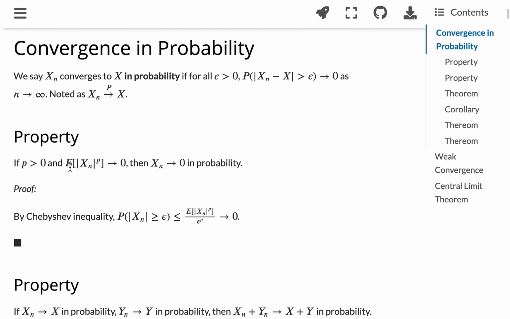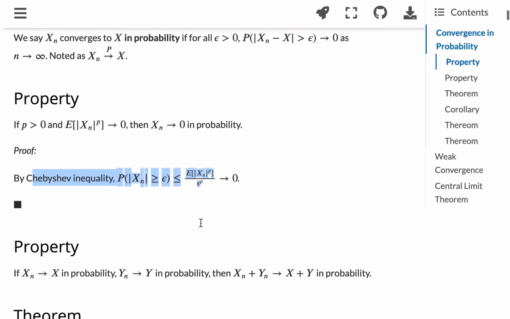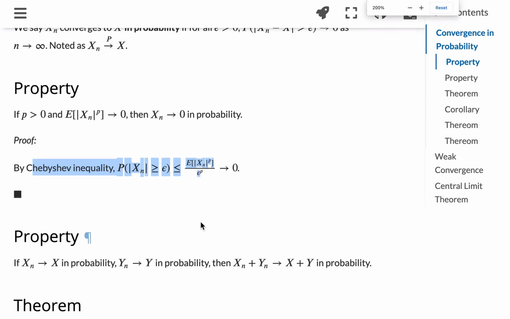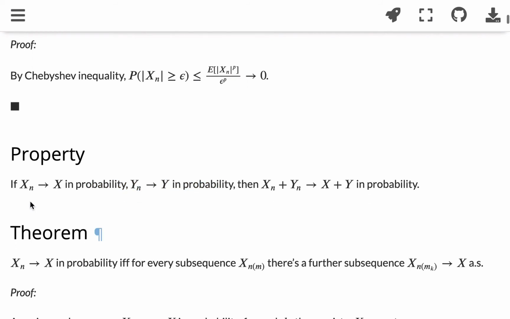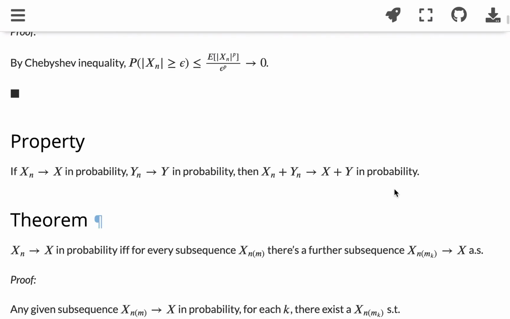A couple of properties. If p is a number greater than 0 and the expected value of the absolute value of Xn to the power p goes to 0, then Xn goes to 0 in probability, and that is easily provable using the Chebyshev inequality. The second one is also easy to prove, which says that if Xn converges to X in probability and Yn converges to Y in probability, then the sum Xn plus Yn converges to X plus Y in probability.